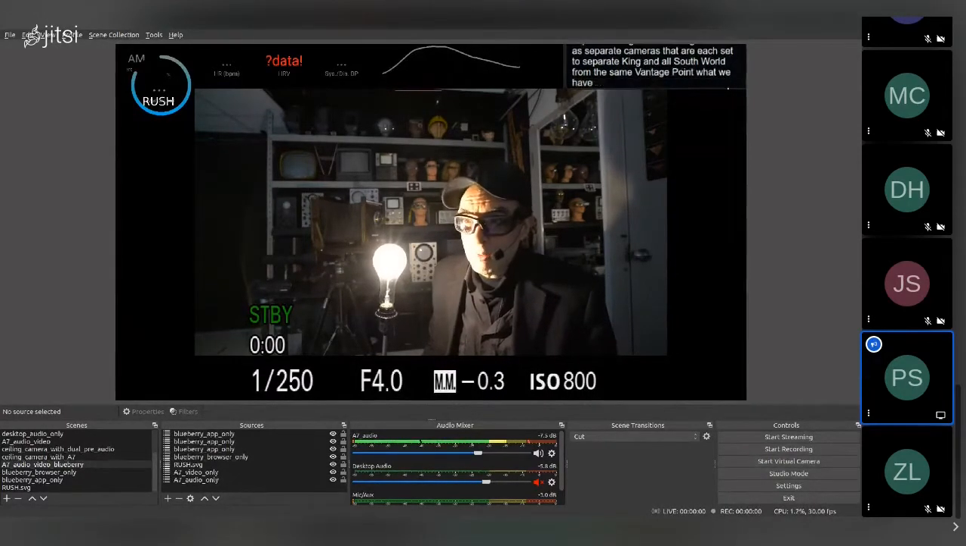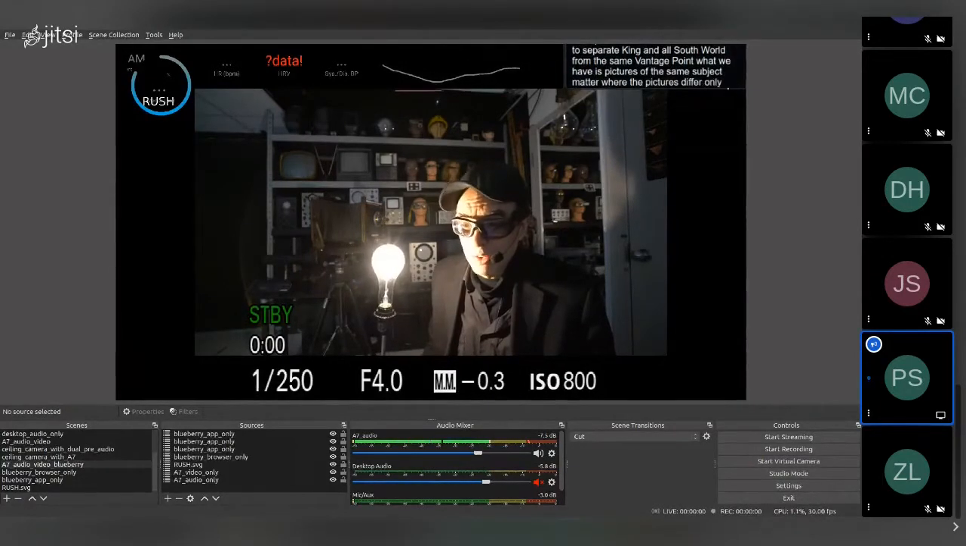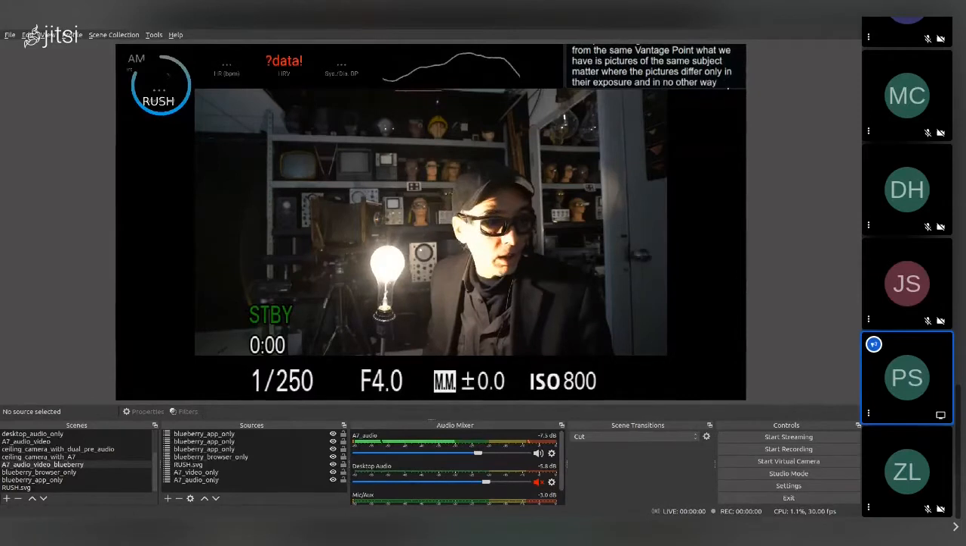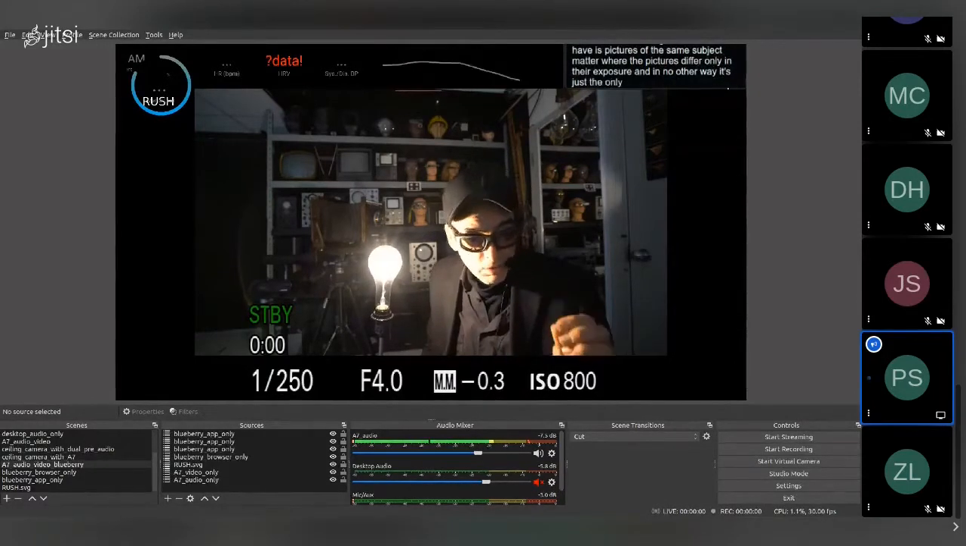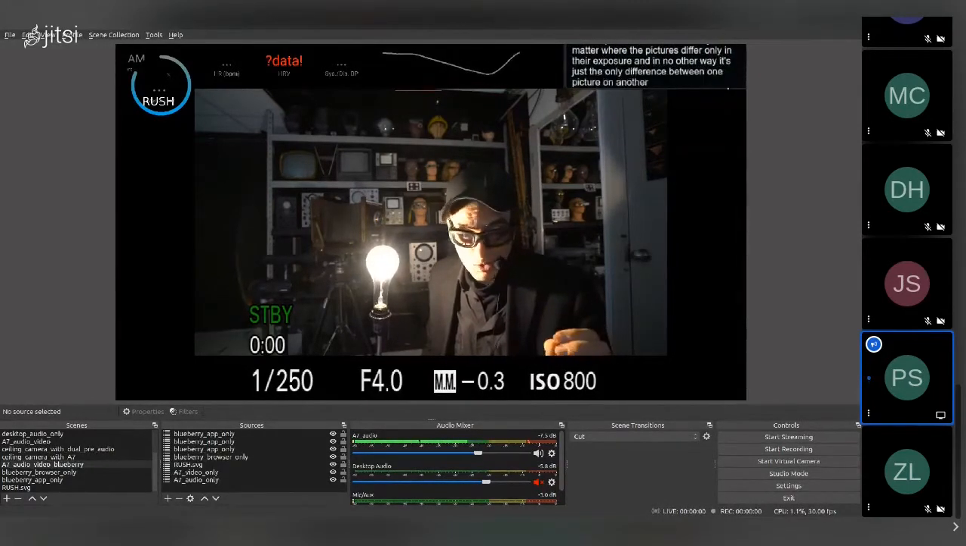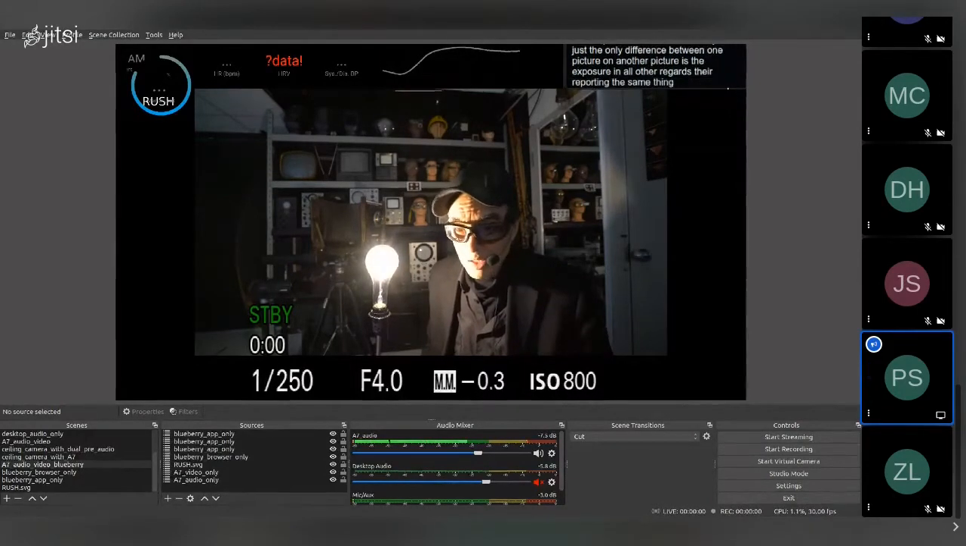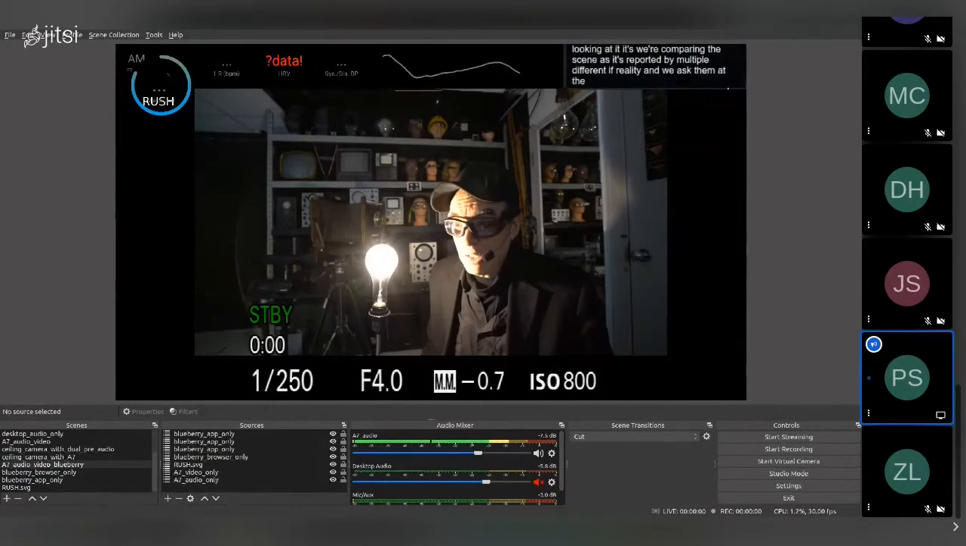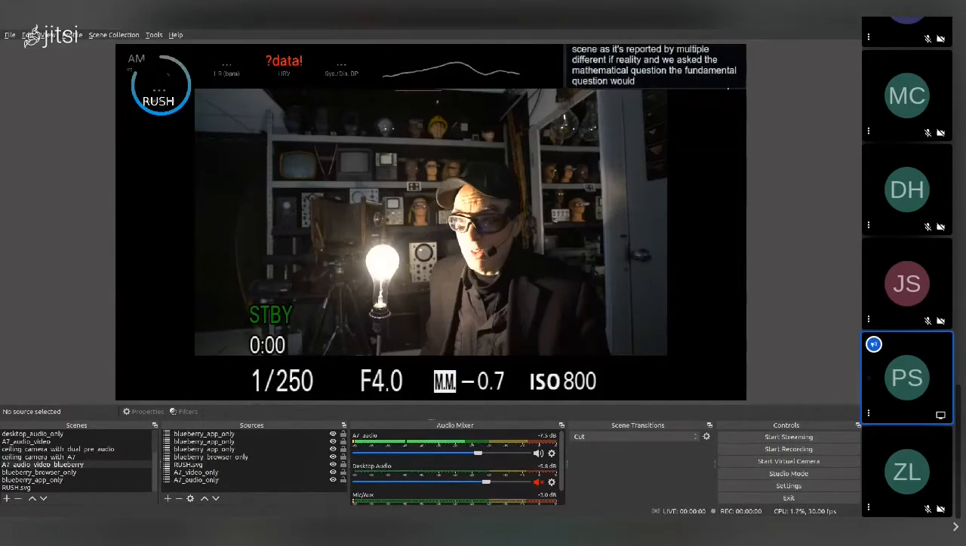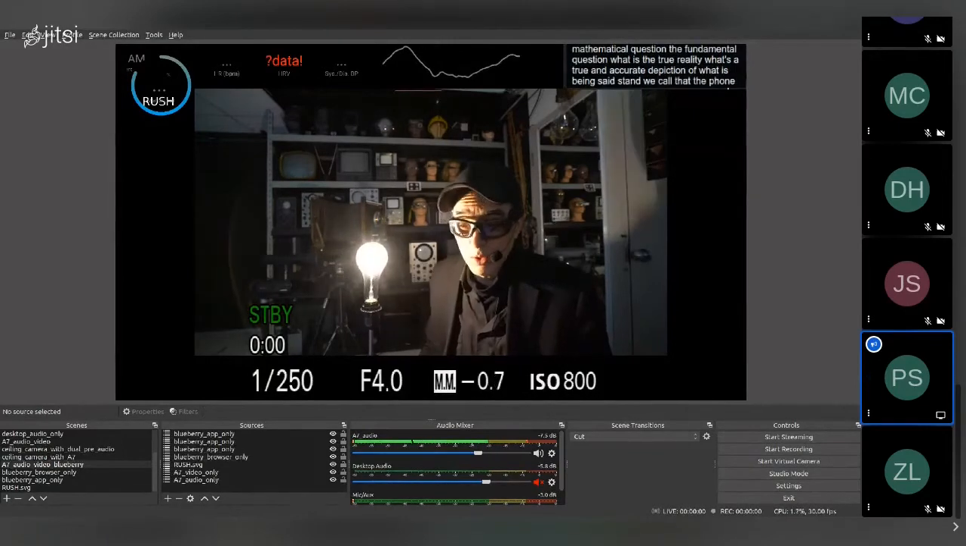What we have is pictures of the same subject matter where the pictures differ only in their exposure and in no other way. The only difference between one picture and another picture is the exposure. In all other regards, they're reporting the same thing. So we have these multiple reportings of reality, and we ask the mathematical question, the fundamental question: what is the true reality? What's a true and accurate depiction of what is being sensed? And we call that the photoquantograph.